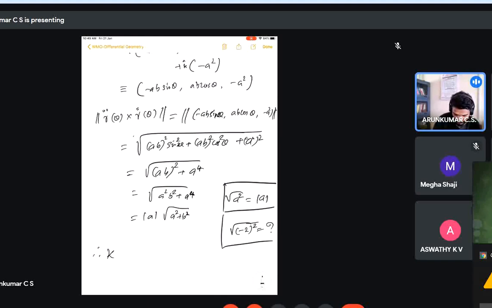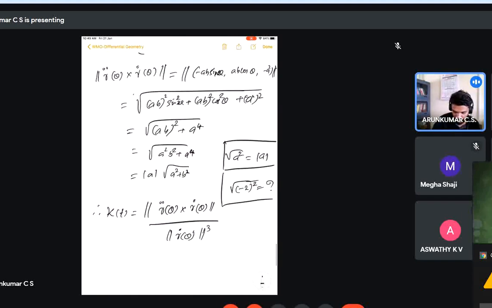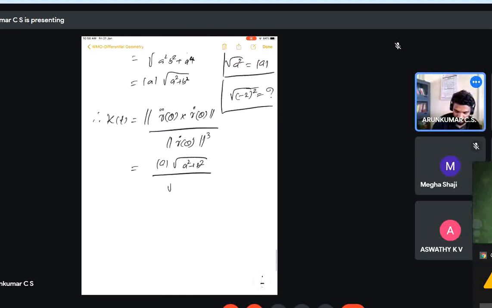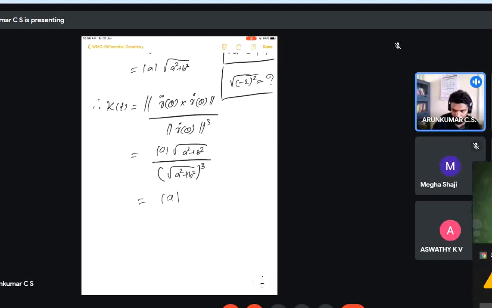Therefore, K of t is equal to the norm of the second derivative cross first derivative divided by the norm of the cube of the first derivative. The numerator is mod A into square root of A square plus B square, and we already computed that the norm of gamma dot theta is square root of A square plus B square. So the denominator is square root of A square plus B square, whole cube. One square root cancels, and hence this is the curvature: mod A by A square plus B square.